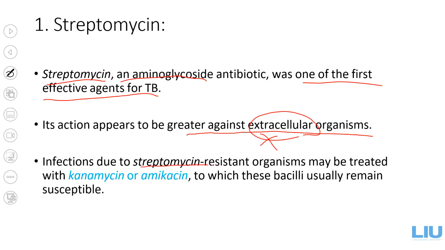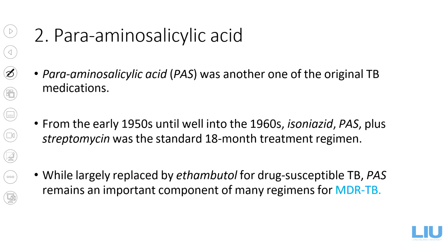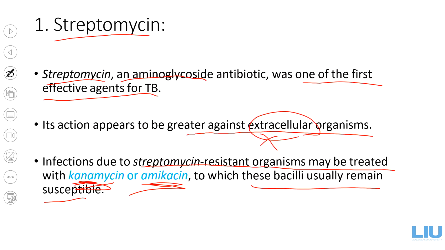Infections due to streptomycin resistant organisms may be treated with other drugs. So if the organism is resistant to that, then you could switch to kanamycin or amikacin, to which these would remain susceptible. The next one. So any questions about streptomycin? I mean, those second line drugs, there's not really much information. We just have to visit their mechanism of action, and maybe if there is something unique, I will highlight it.